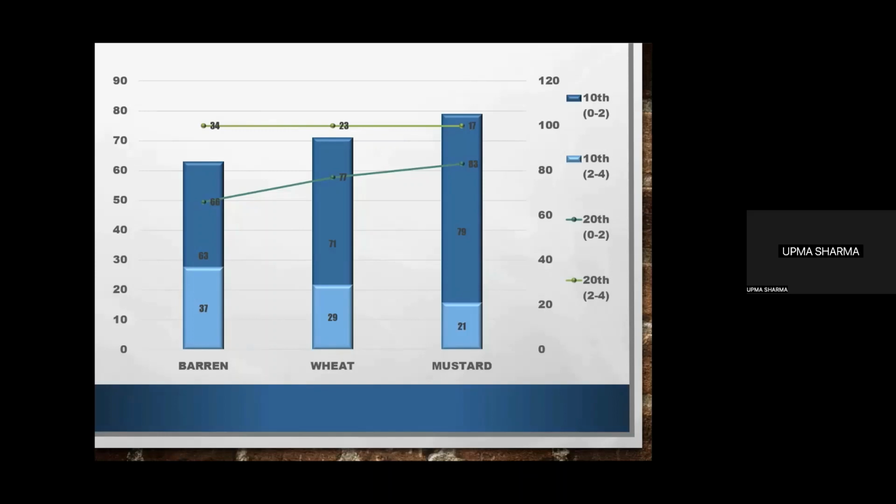While in the 20th year, the same has risen to 66%, and the low saline area has decreased from 37% to 34%. Similarly, is the case with wheat, where 29% of area which is under low salinity would increase to 77% in the 20th year.